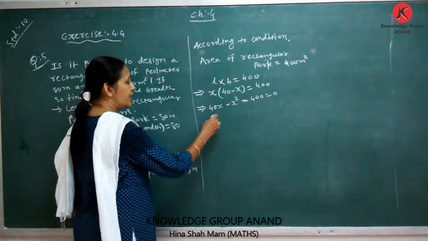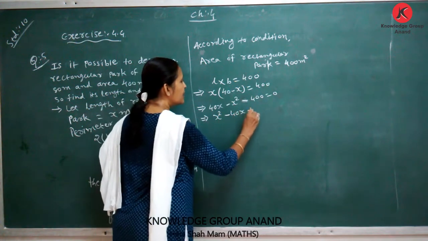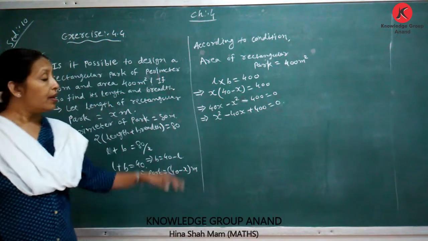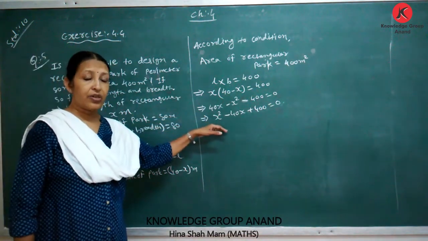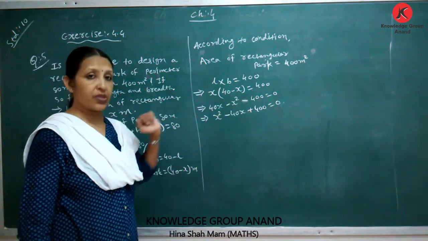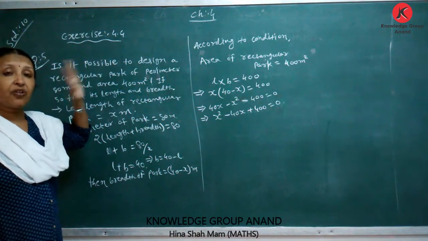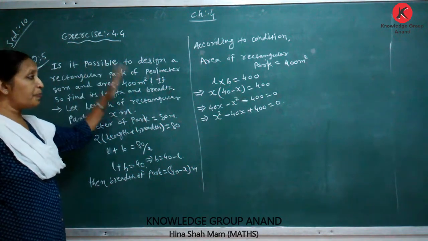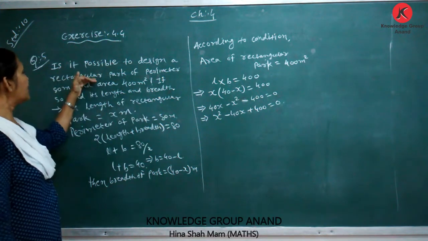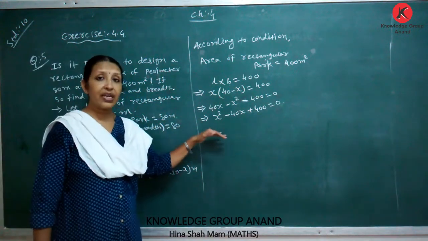Change the sign. x square minus 40x plus 400 equals to 0. We get quadratic equation in the form ax square plus bx plus c is equal to 0. Our question is, is it possible? We are not sure that it is possible to design this rectangular path. Is it possible to design a rectangular path? Then we decide to design the rectangular path.